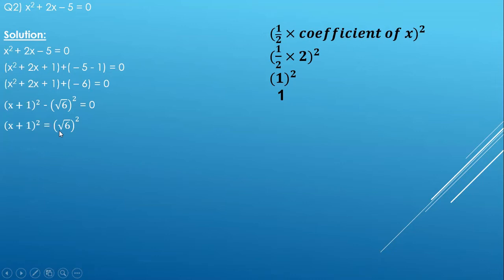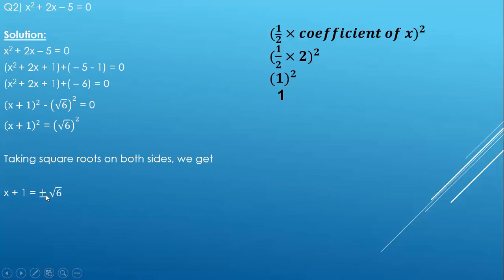Now since we don't want the squares, we will directly remove the squares. So taking square roots on both sides, we get x + 1 is equals to ± √6. Now this thing you have to remember, that whenever you're taking the square root of a number, whether it is an integer or a root, you have to make sure that you add plus and minus, because that number can either be a positive number or it can be a negative number. But if that number is having a variable like this, it is a linear equation, then we need not add plus and minus. If it is a single number, then we will be adding plus and minus.